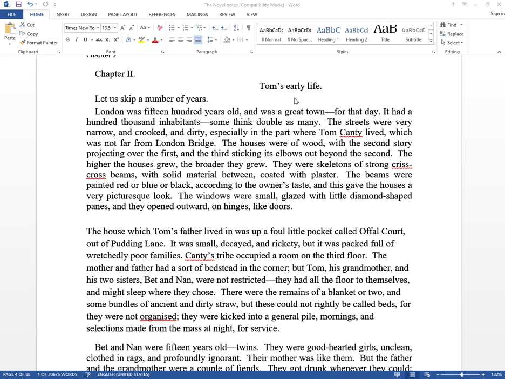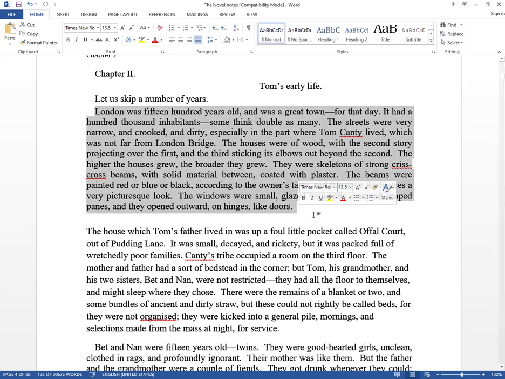Tom's childhood. Early life means childhood. Now, in this part of the chapter, the writer describes the houses of London of that time, right? Houses of London, and how people built their houses. And in simple terms, a general image of the city of London of that time, the 15th century.